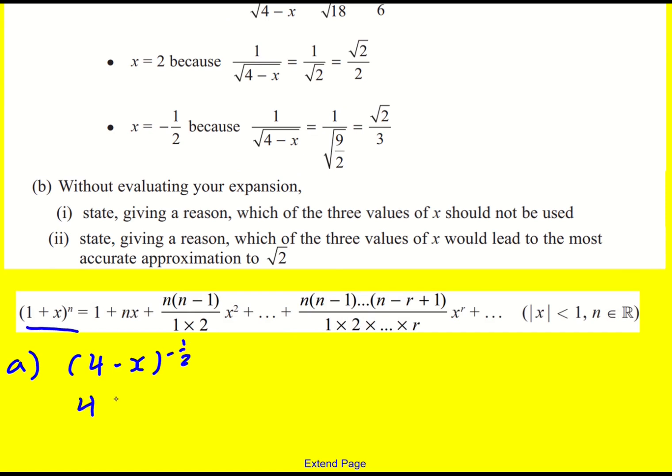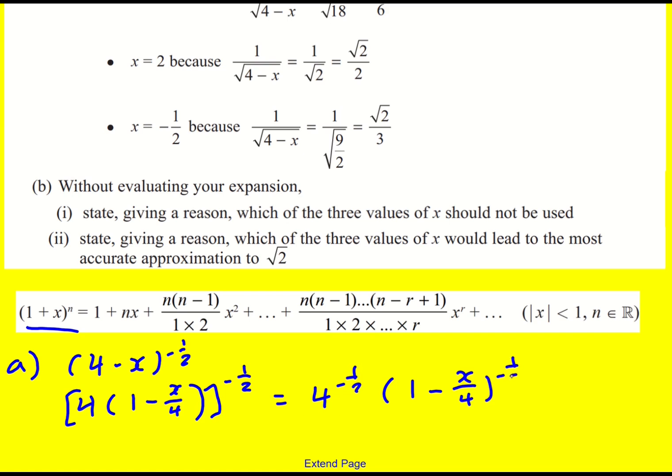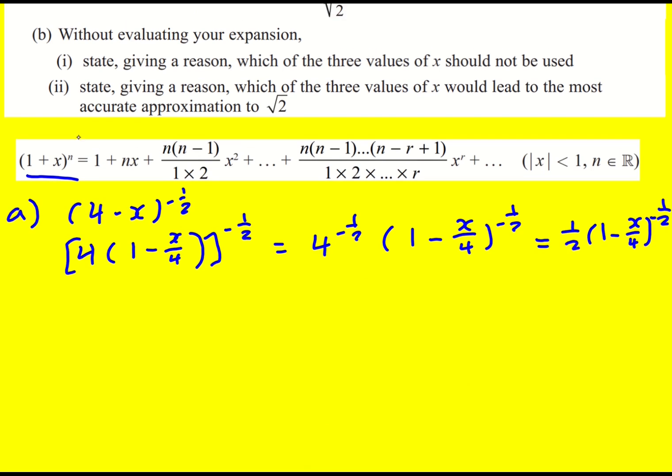It's not quite in the right form at the moment. We first of all need to factorize out that 4, like so. And it's all of this that's being raised to the power of minus a half, which gives us 4 to the minus a half multiplied by (1 minus x over 4) to the minus a half, which actually becomes a half times (1 minus x over 4) to the minus a half. Right, we're ready to go. So our n is actually minus a half, and our x is actually minus x over 4.